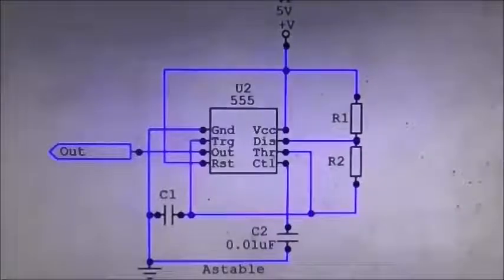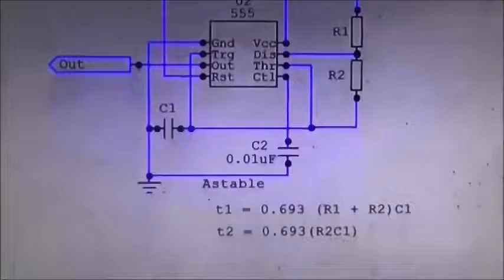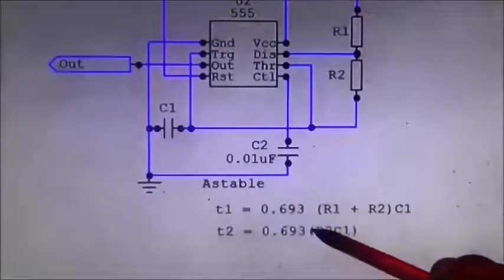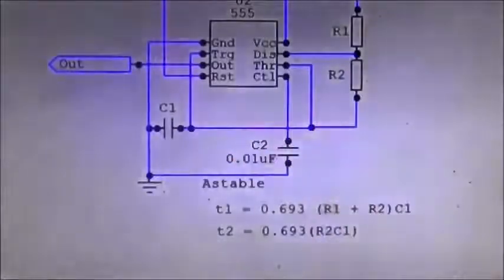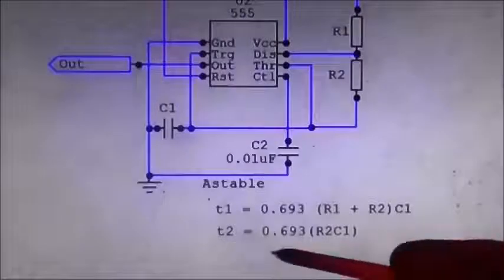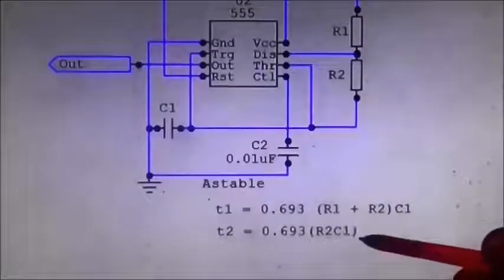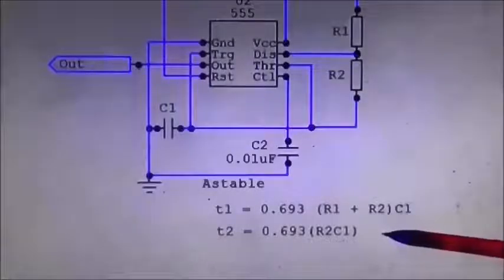Maths underneath gives us T1 equals 0.693 (R1 plus R2) times C1. And T2 is 0.693 R2 C1. T1 is the time it will be high, T2 is the time it will be low.